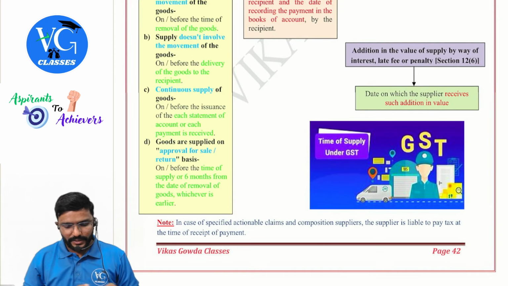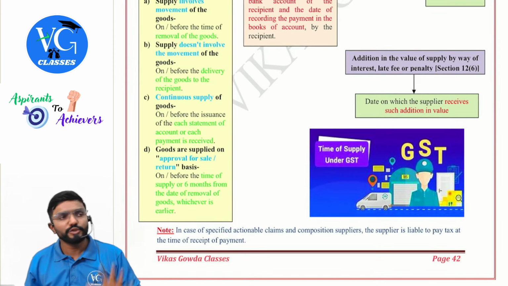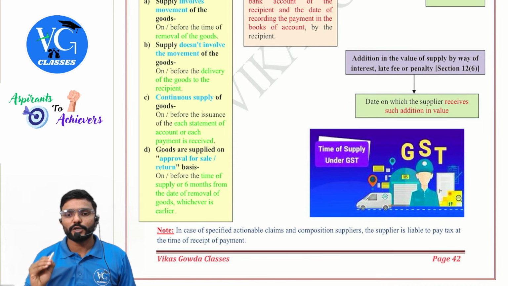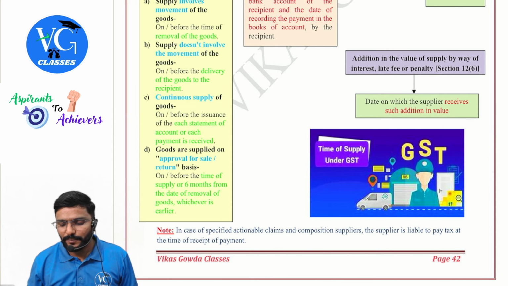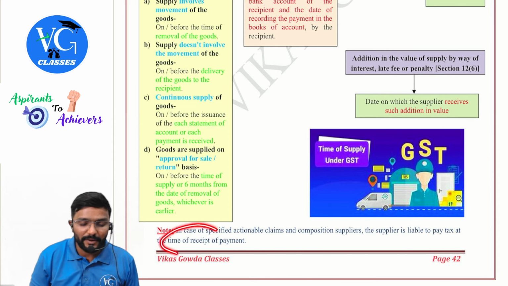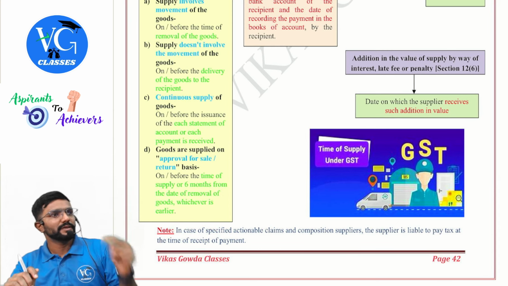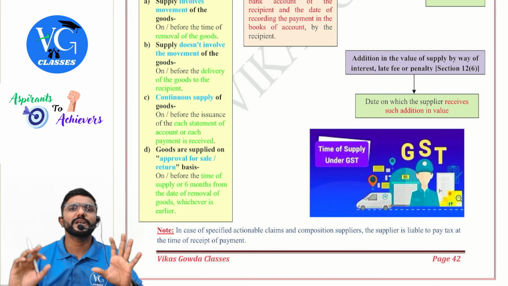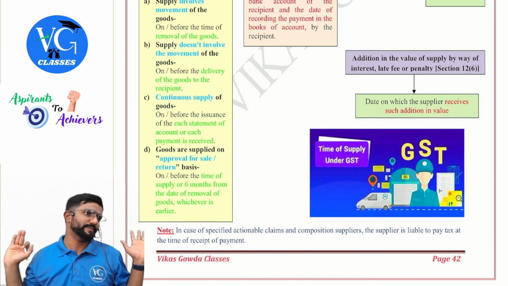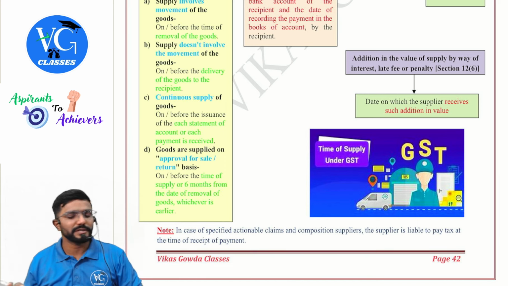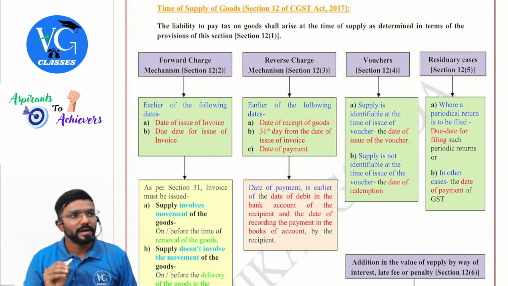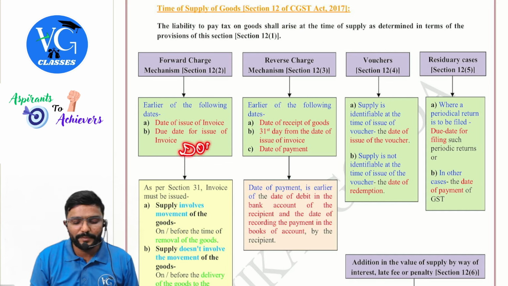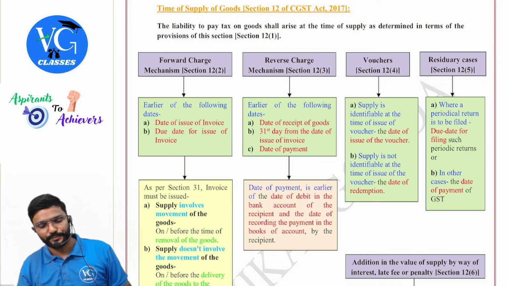So you can just write no tax on advance for goods. Okay, sir. Next, there are one or two special cases. In case of specified actionable claims and composition suppliers, the supplier is liable to pay tax at the time of receipt of payment. The supplier is liable to pay tax at what time? Receipt of payment. So due date of invoice doesn't matter for them, guys. Yes, so please be careful. Under subsection 2, where forward charge is applicable, date of payment is not there, guys.